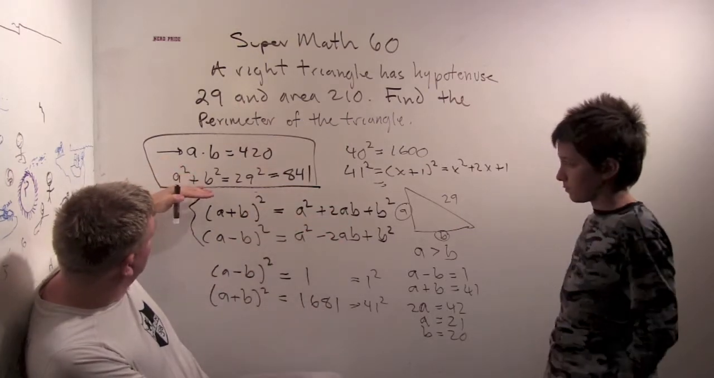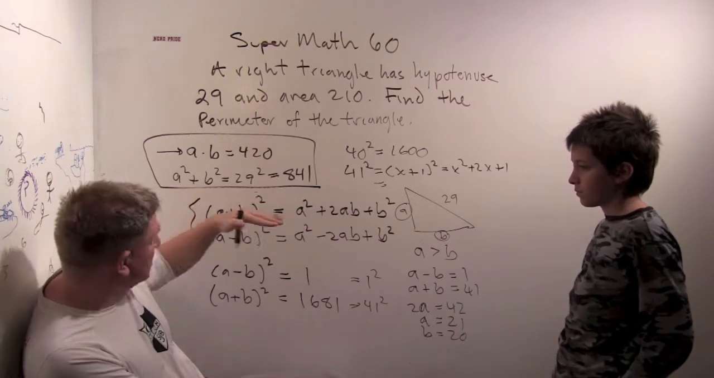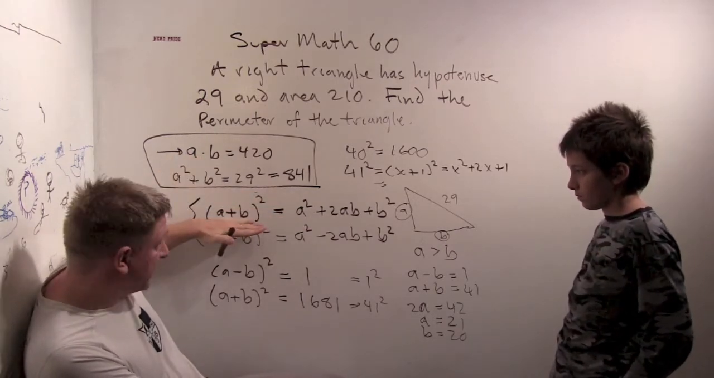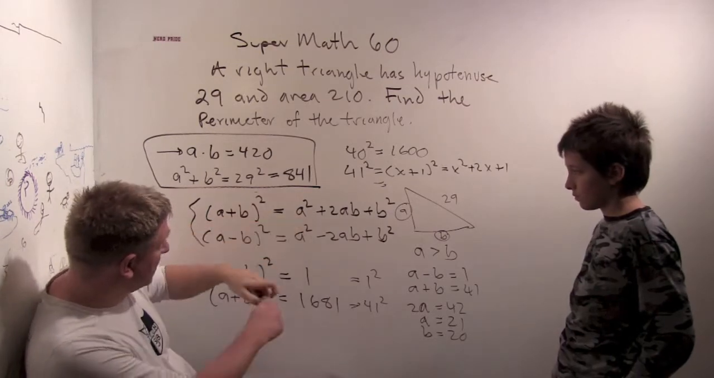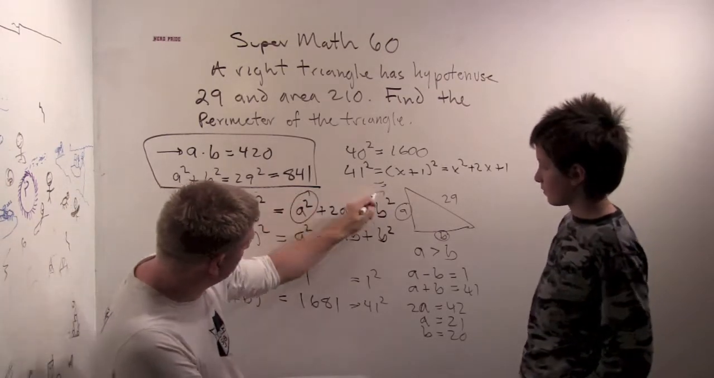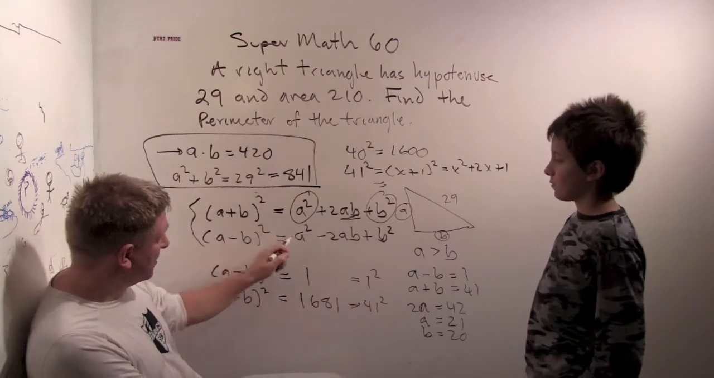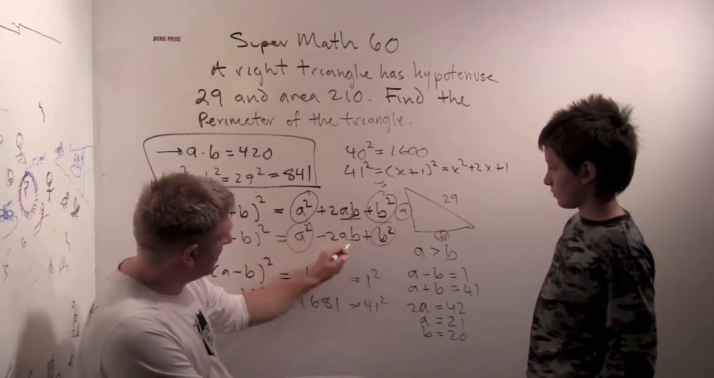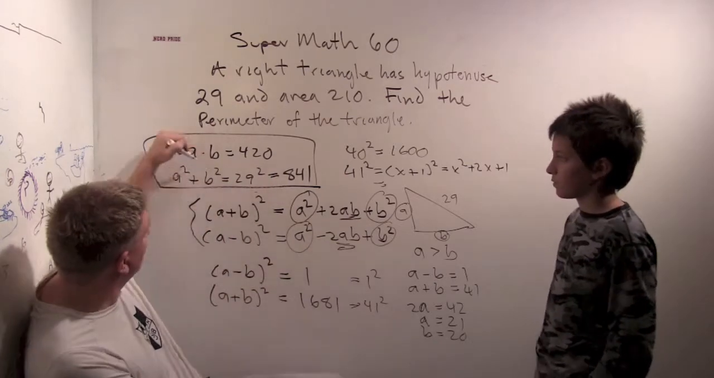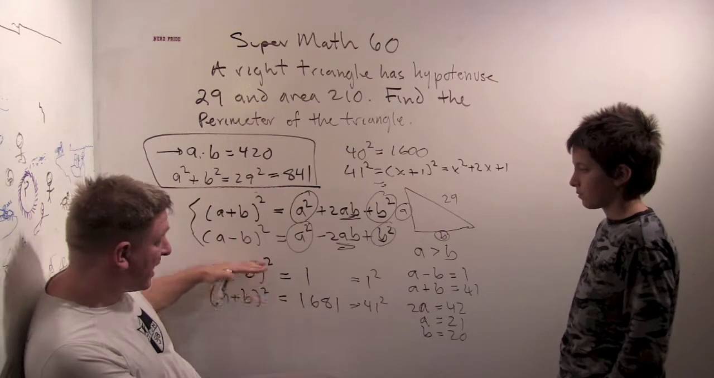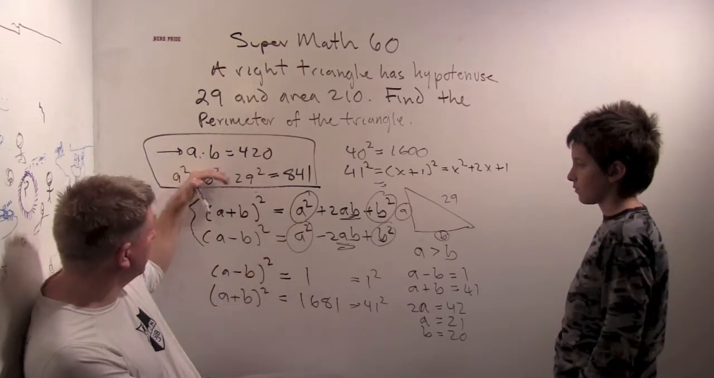We do know a relationship between a squared plus b squared and ab, and they're connected from this formula. (A plus b) squared is a squared plus b squared plus 2 times ab, and (a minus b) squared is a squared plus b squared minus 2 times ab. So if you know the product and you know the sum of the squares, you can do a little bit of algebra and solve for a and b very quickly.